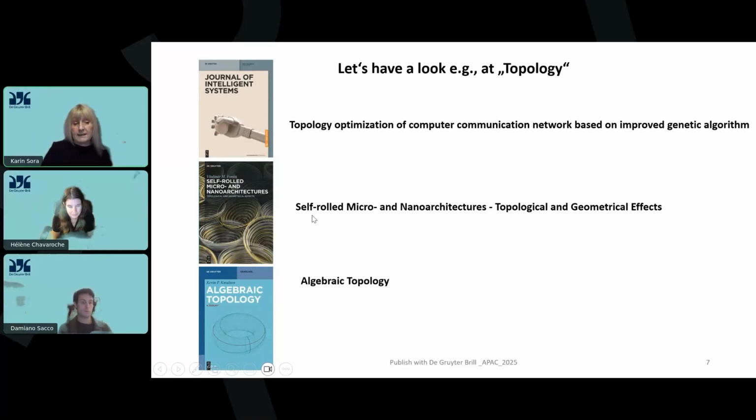If the title sounds like self-rolled micro and nano architectures, topological effects and geometrical effects, it is probably that this belongs to a monograph. Whereas for a textbook, a title like algebraic topology would be appropriate. So you have to be clear when you want to communicate and publish content, what are you writing for? Are you writing for a journal? Are you writing for a monograph or a textbook? The content has to be different.